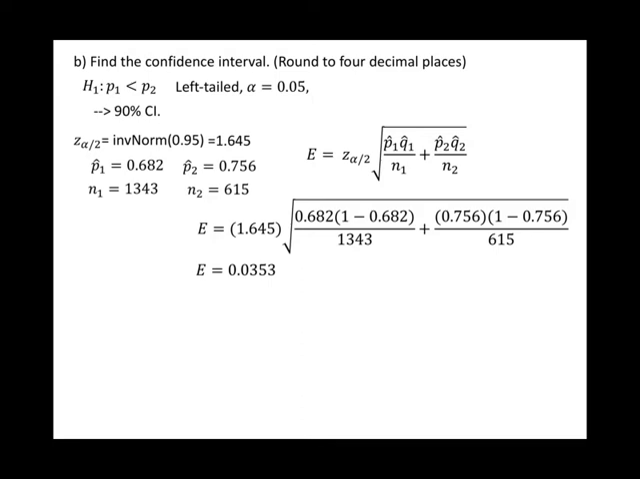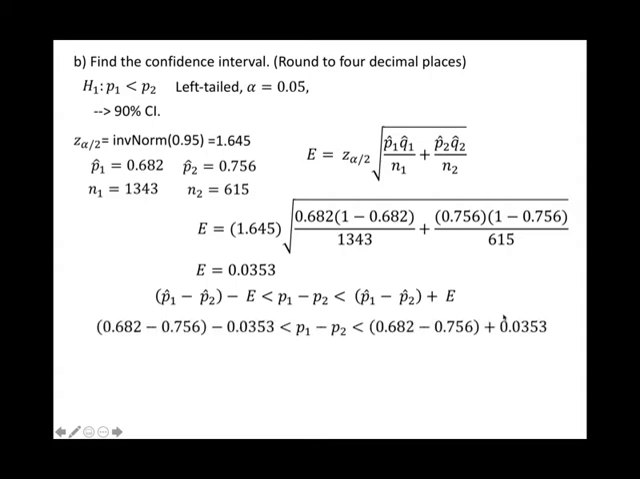Okay, after you have the margin of error, plug into this formula. You already have p hat 1 and p hat 2. So plug in all the information, use your calculator. You should get the confidence interval is between these two numbers.